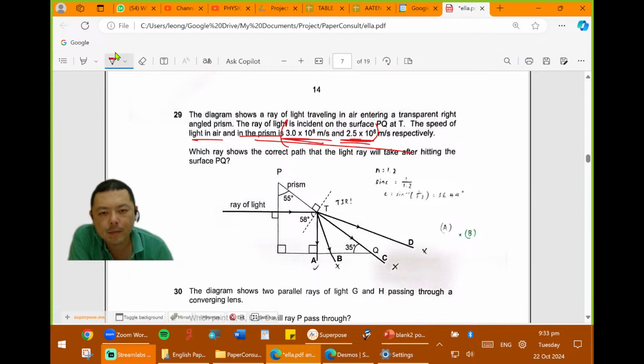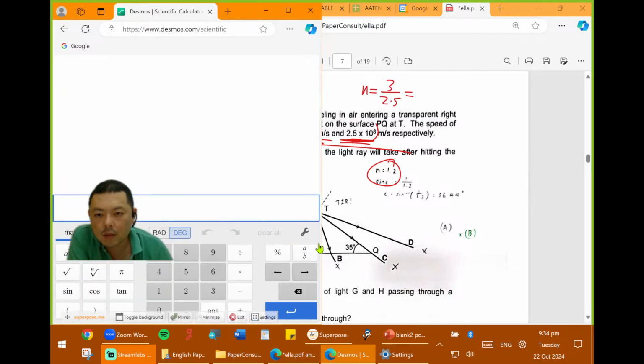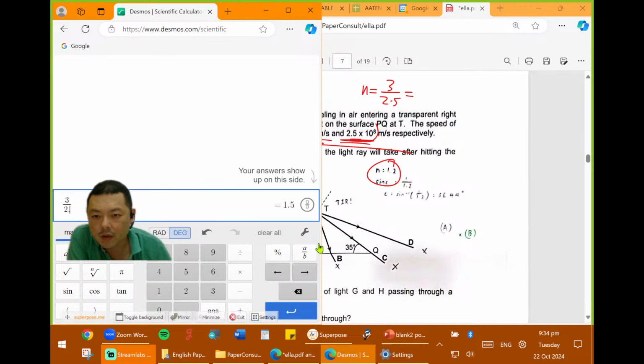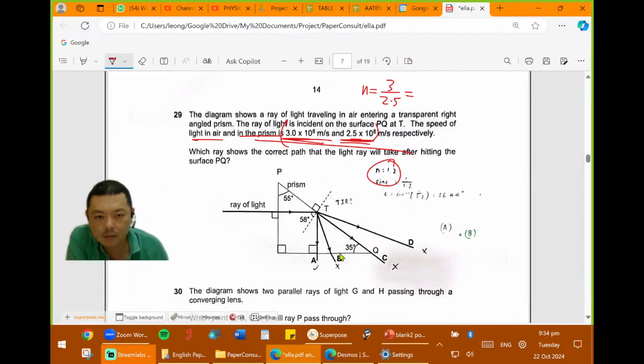Did you find it? Sorry, you said n equals 1.2. So did you find it? So n is equal to 3 over 2.5, right? Let me double check, my math not good. So 3 divided by 2.5. Yeah, 1.2. Yeah, you got it. Okay. And then you went to do it. So you actually got somewhere, so I'm not very concerned now. You did do it correctly. Sine inverse of 1 over 1.2.